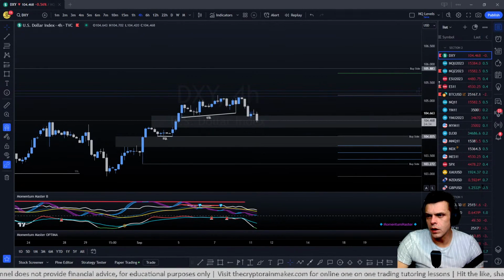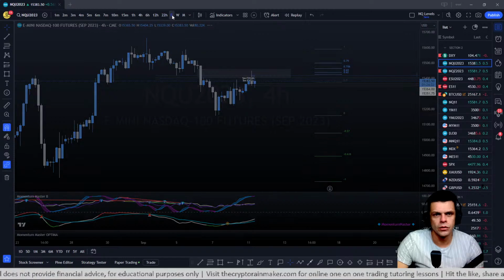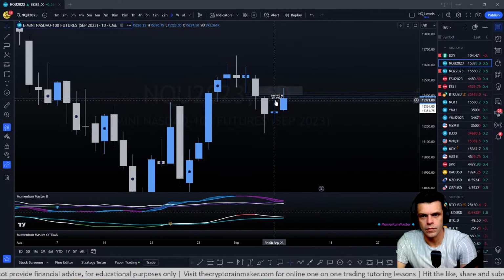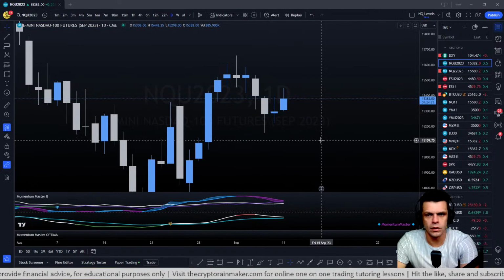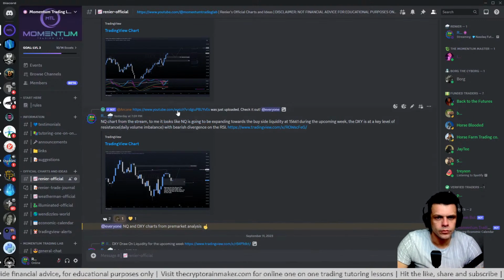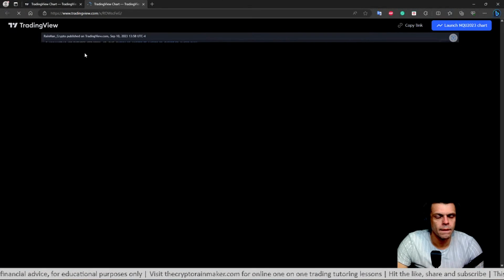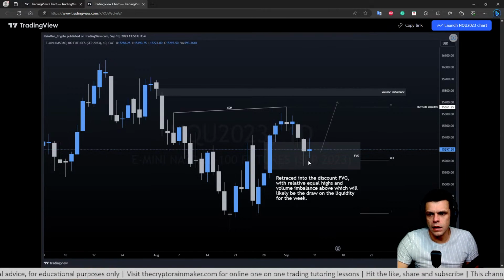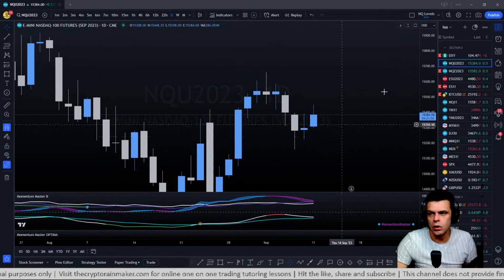And let's quickly just recap the Nasdaq before we continue. So I'm just going to delete everything. Okay, and this was yesterday's Nasdaq chart. So we said that the Nasdaq retraced into a discount and into this fair value gap. And then we assumed that there was going to be a bunch of buy side liquidity built up above these relative equal highs. And then we also have this volume imbalance, the same as what we saw on the dollar index.